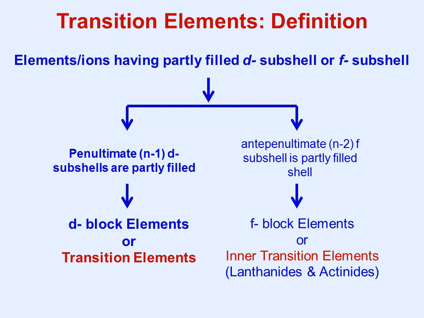As per IUPAC, the transition elements or ions may be broadly defined as elements or ions having partly filled d or f subshell. If the d subshell is partly filled, then the elements will be known as d block elements or transition metal elements. Here the penultimate d subshells are successively filled. If the f subshell is partly filled, the elements or ions are known as f block or inner transition elements. It may constitute the lanthanide and actinide series.